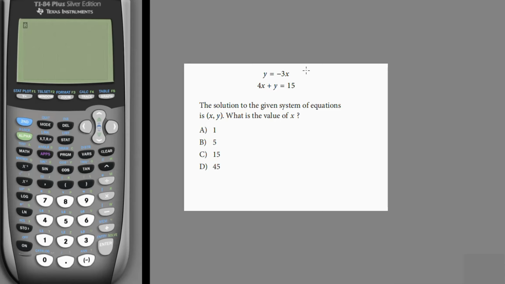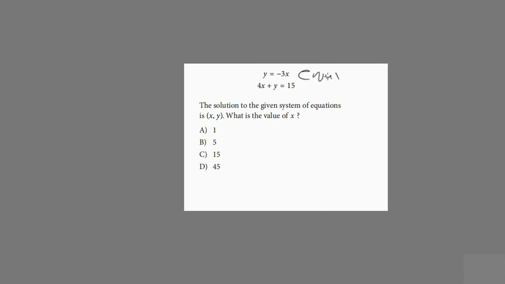Okay, so for this question, let's call this equation 1 and let's call this equation 2. Firstly, let's take this negative 3x to this side, and I change it to a positive value. We have 3x plus y equals 0, and 4x plus y equals 15. So right now let's use the elimination method to get the value of x.